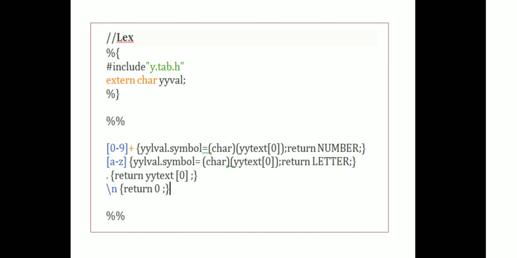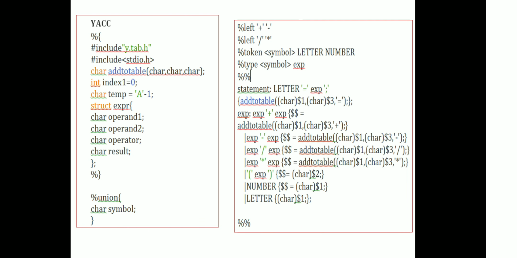file. Now go to the YACC program. Again, the YACC program is divided into three main sections: declaration section, translation rule section, and auxiliary functions. In the declaration section, all header files, all constants, all global variables are declared over there, and all structures are declared over here.